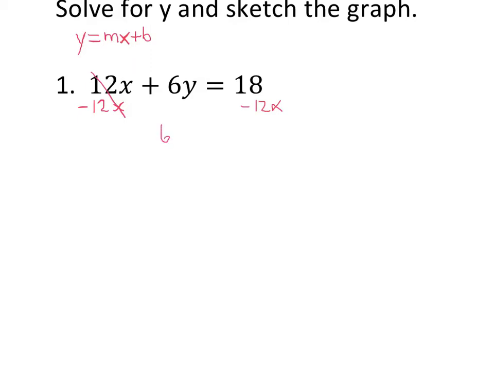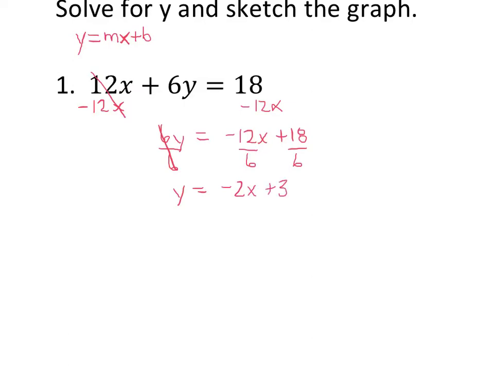So now we have 6y equals, you always want to write the x part first. So we're going to put negative 12x and then plus the 18. And now we have to get rid of the 6. We're going to do that by dividing by 6. And we're going to divide everything by 6. So we have y equals negative 2x plus 3.